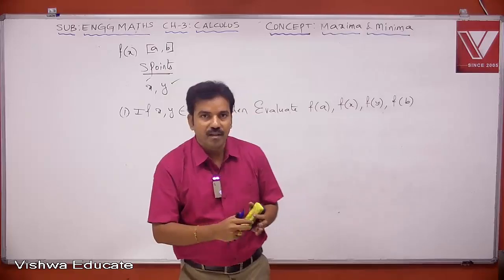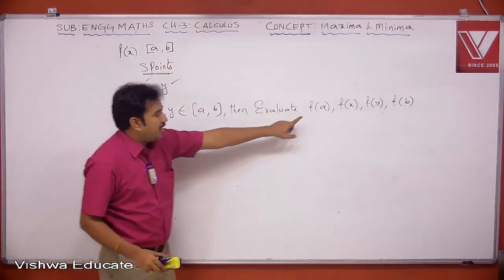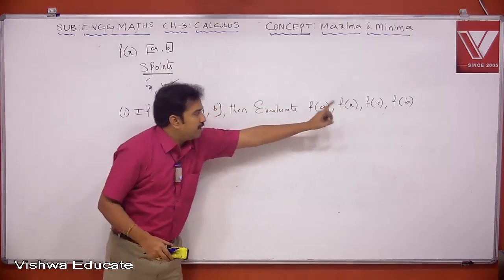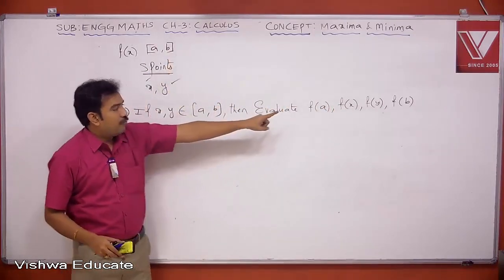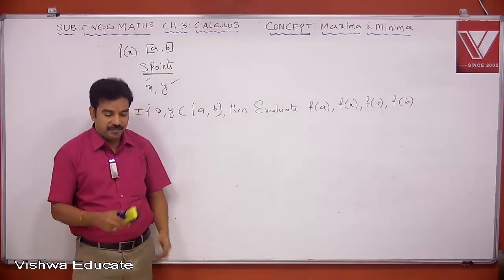I will tell you an example also. So whenever x comma y belong to the same interval, calculate f of a, the function at the starting point, f of b, the function at the endpoint, followed by the functional values at the stationary points, f of x and f of y.